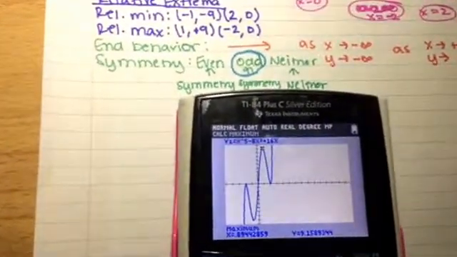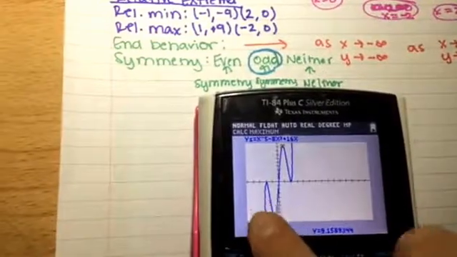In this problem, it is odd symmetry, because if I were to flip the piece of paper over the origin, this would be right on top of this.